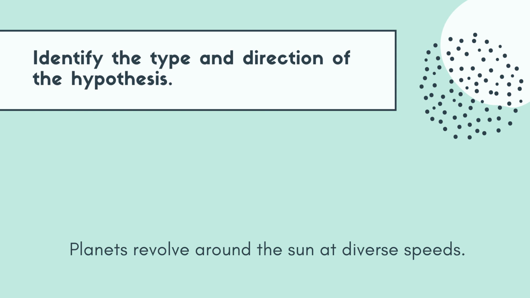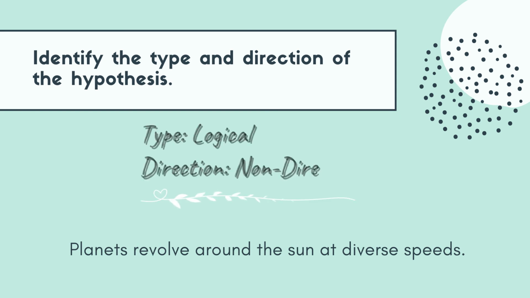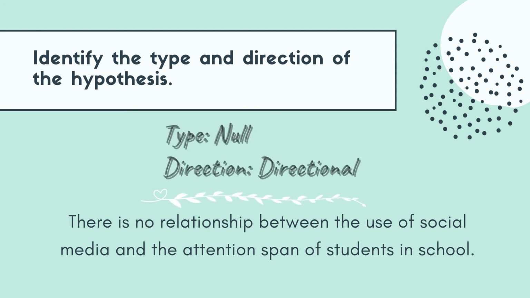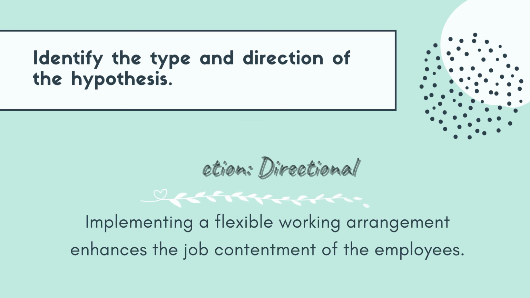Number 4, planets revolve around the sun at diverse speeds. This is a logical type of hypothesis. Ang direction ay non-directional din. Number 5, there is no relationship between the use of social media and the attention span of students in school. No relationship, ito po ay example ng isang null hypothesis. Ang direction ay directional.